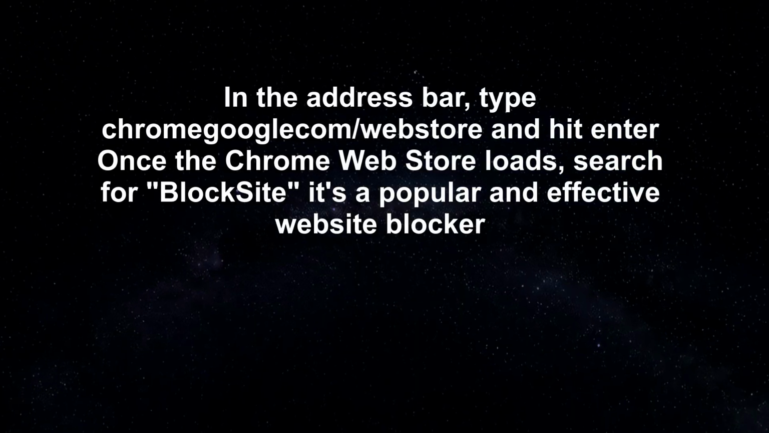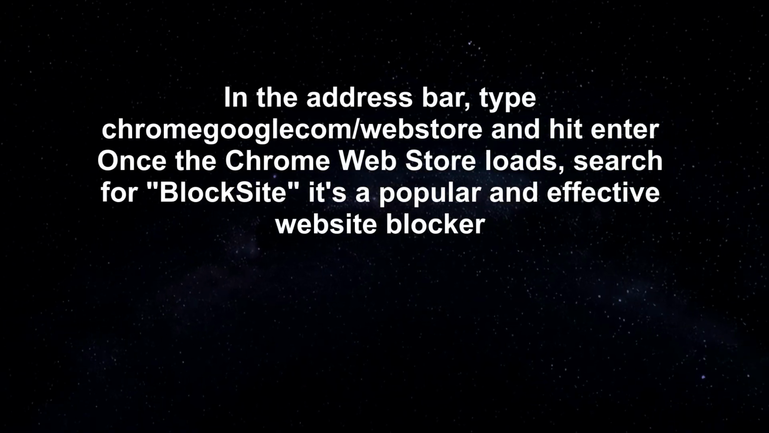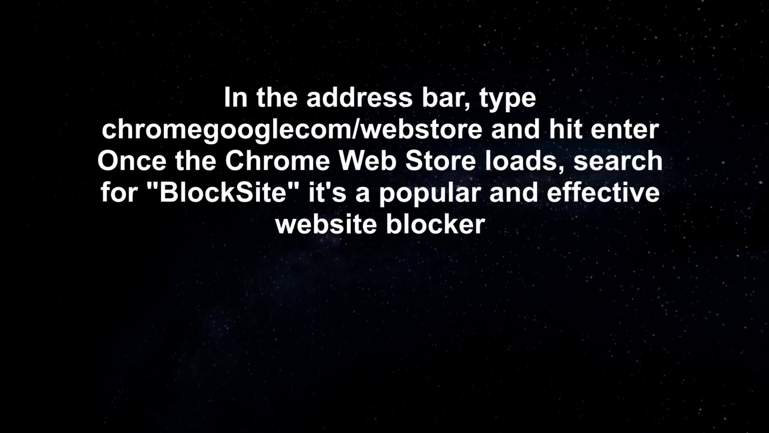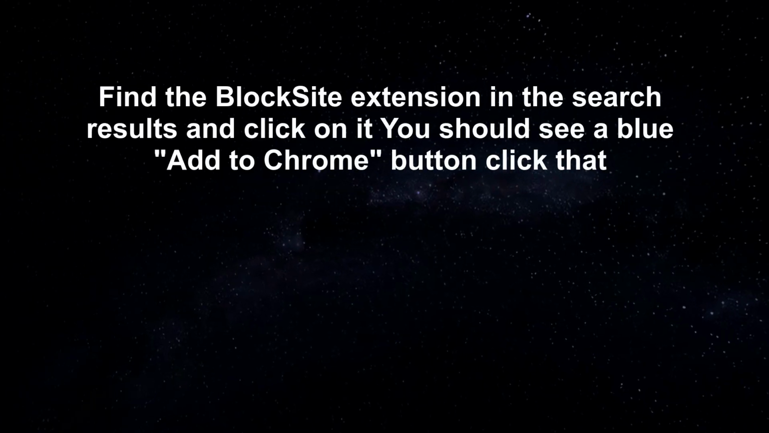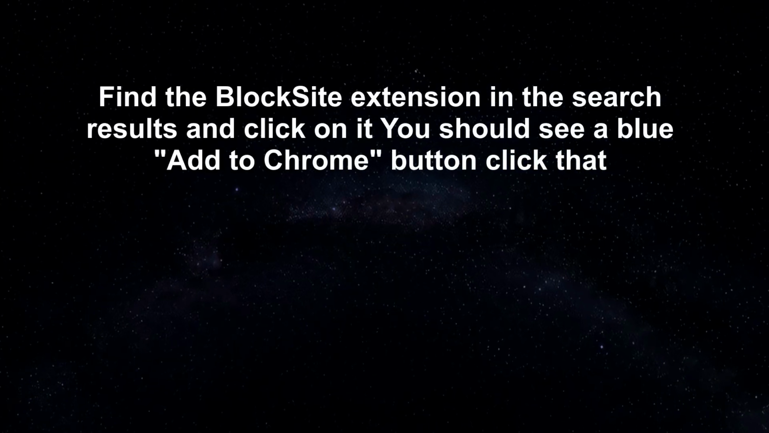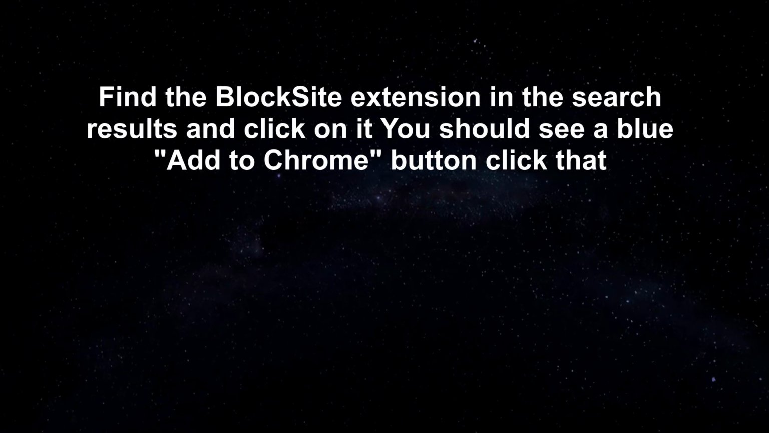In the address bar, type chrome.com web store and hit enter. Once the Chrome web store loads, search for BlockSite. It's a popular and effective website blocker. Find the BlockSite extension in the search results and click on it. You should see a blue Add to Chrome button.